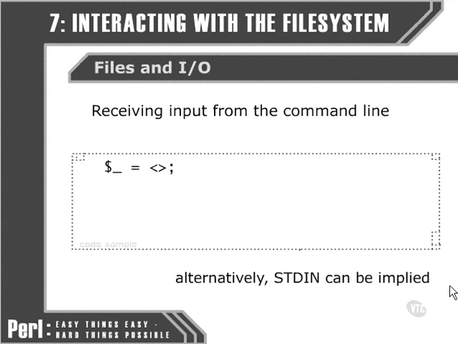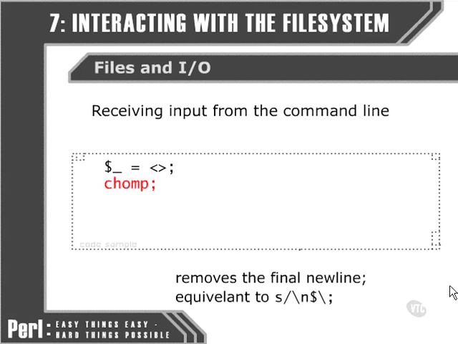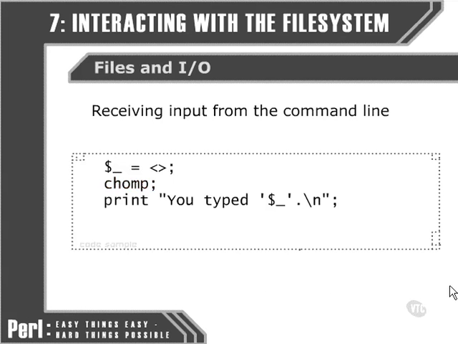So here we're setting the default scalar variable $_ to the line from the default input file handle, in this case standard input. The chomp function, as we saw in an earlier movie in this chapter, removes the final new line. It's equivalent to doing a replace function that will remove the final new line on the string. Then we can return this information to the user.